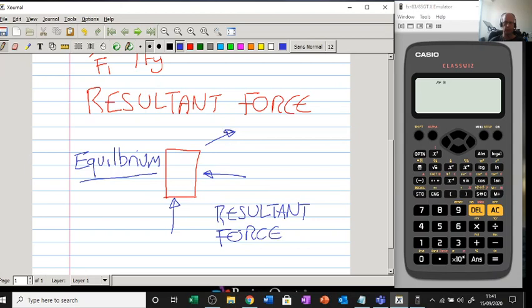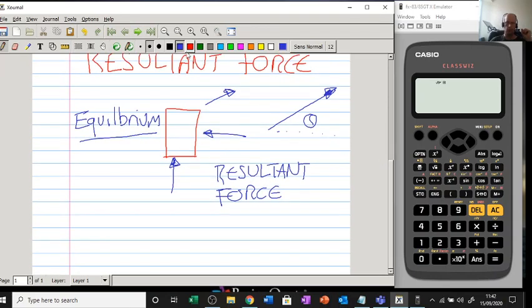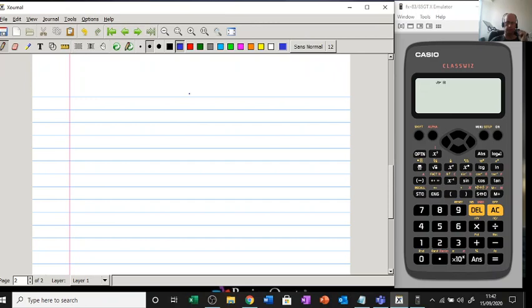So this force here and this force here and this force here, if you add them all up, the resultant could be that this thing could move in that direction. That could be the resultant force with an angle. So that's what we're going to be doing today. Bit of trigonometry, but don't worry about it. So, new page.